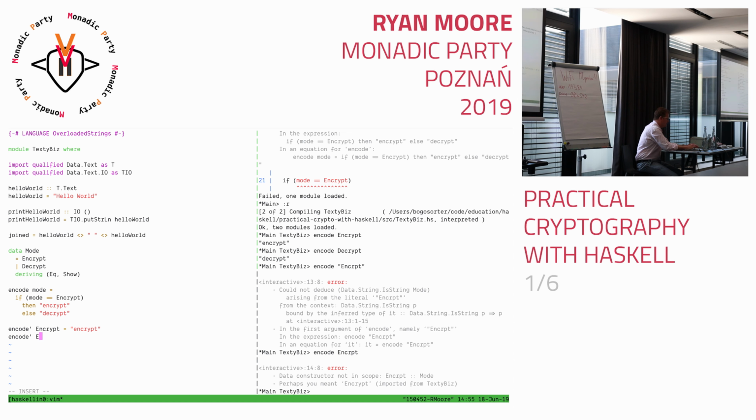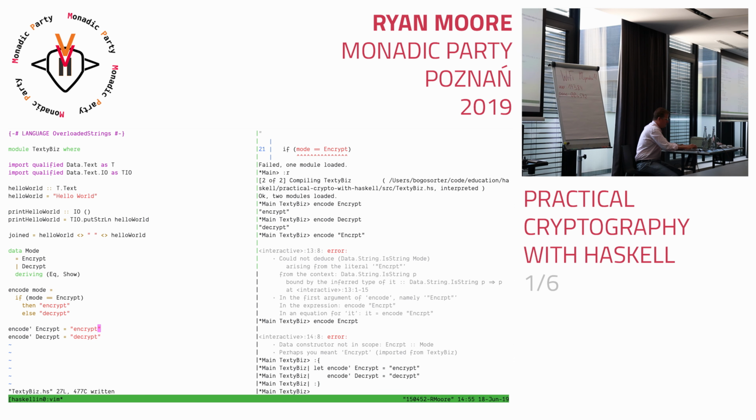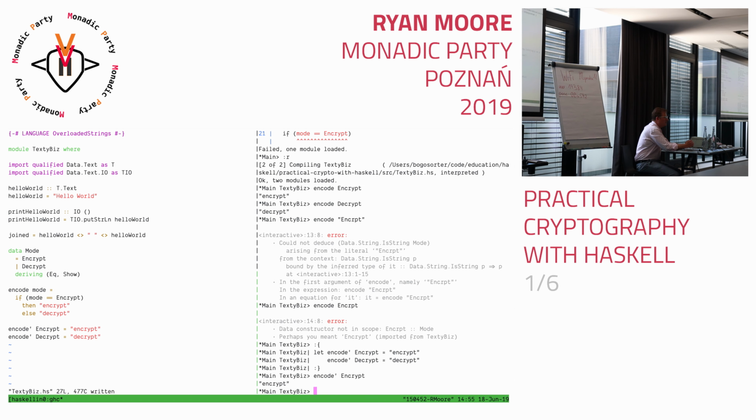And in the case we pass in decrypt, we return decrypt. And this is just a little bit, in my opinion, more idiomatic way to write in Haskell, and lets us just do some pattern matching. It's just a little bit more straightforward.